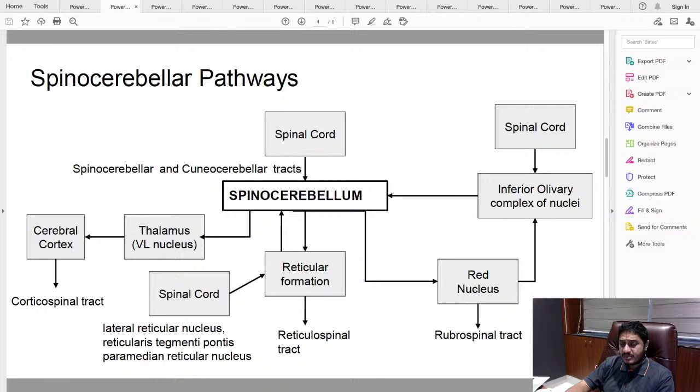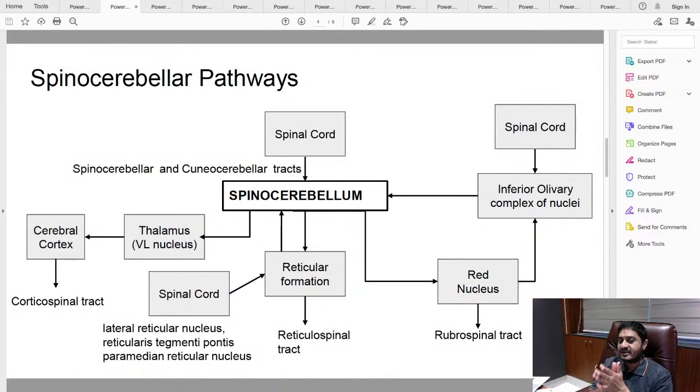But that's not the only one, because it turns out the cerebellum then projects to the reticular formation. So essentially there are also brainstem nuclei that control movement. These are the reticular formation and red nucleus. And reticular formation projects to the spinal cord via what is called the reticulospinal tract, and the red nucleus projects to the spinal cord via what is called the rubrospinal tract. Note that in reticular formation, there is also information that is received from the spinal cord from various nuclei such as the reticularis tegmenti pontis, paramedian reticular nucleus, and lateral reticular nucleus. So this information is also sent in a two-way street from the spinocerebellum. So reticular formation sends information to the spinocerebellum, and also receives information from the spinocerebellum.